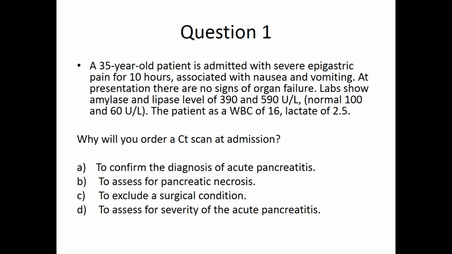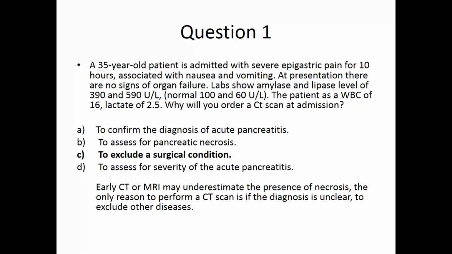A, to confirm the diagnosis of acute pancreatitis. B, to assess for pancreatic necrosis. C, to exclude a surgical condition. D, to assess for severity of acute pancreatitis. And the answer is C, to exclude a surgical condition. Again, I want to stress that early CT or MRI may underestimate the presence of necrosis, and the only reason to perform it is if the diagnosis is unclear or to exclude other surgical disease or conditions.